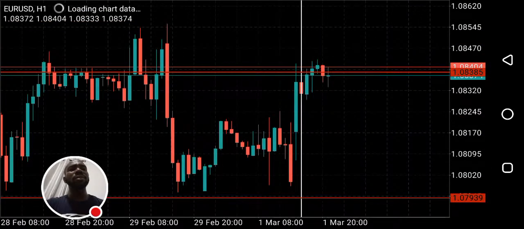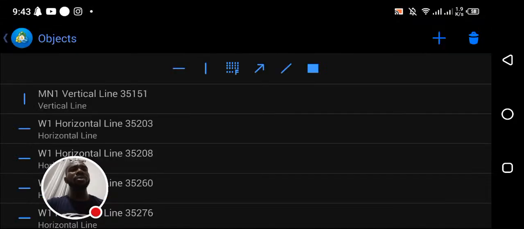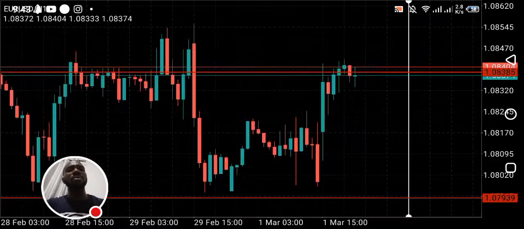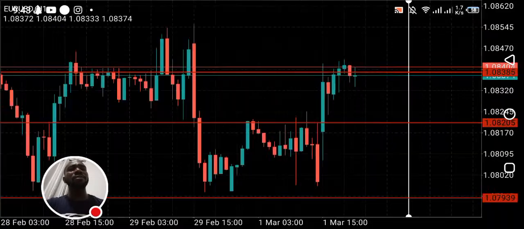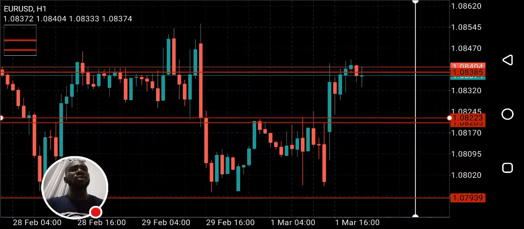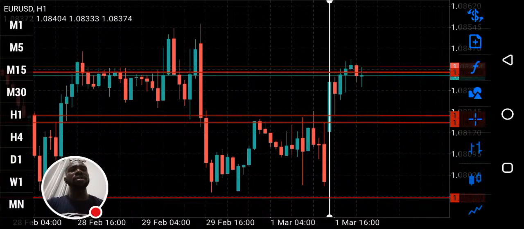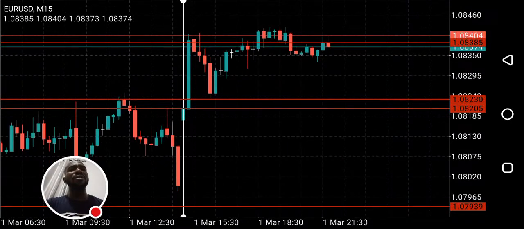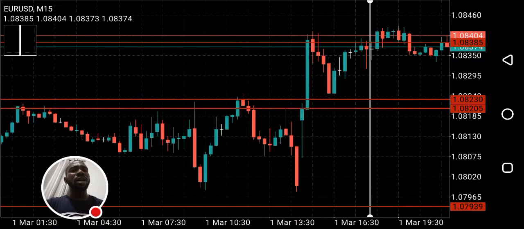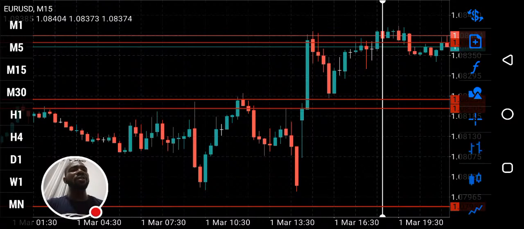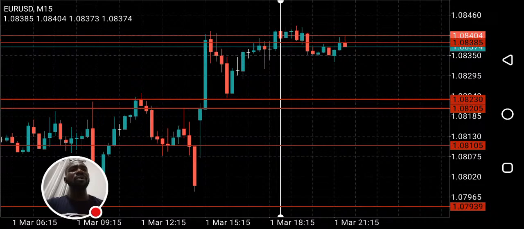Let's go to 1 hour. So on 1 hour, what do we have here? You can see we have a fair value gap. This is a fair value gap that was created on 1 hour. Let's go to 15 minutes. We need to identify all the fair value gaps that were created on all the time frames. As you know, the fair value gap on 1 hour will be different from the fair value gap on 15 minutes.